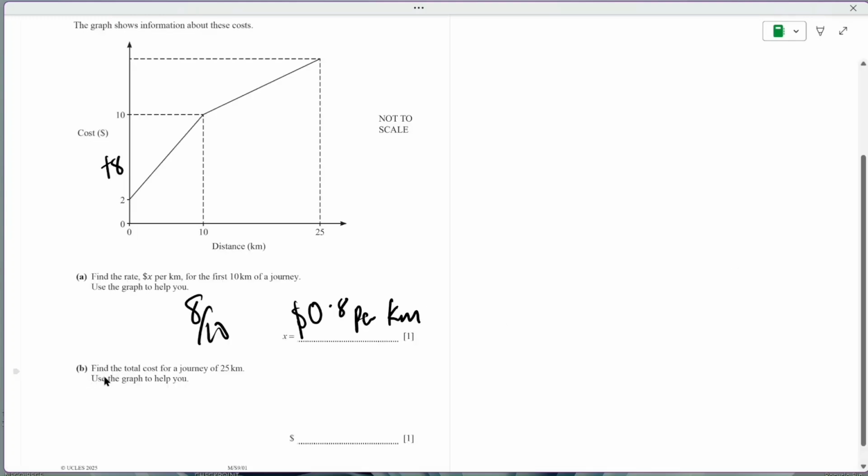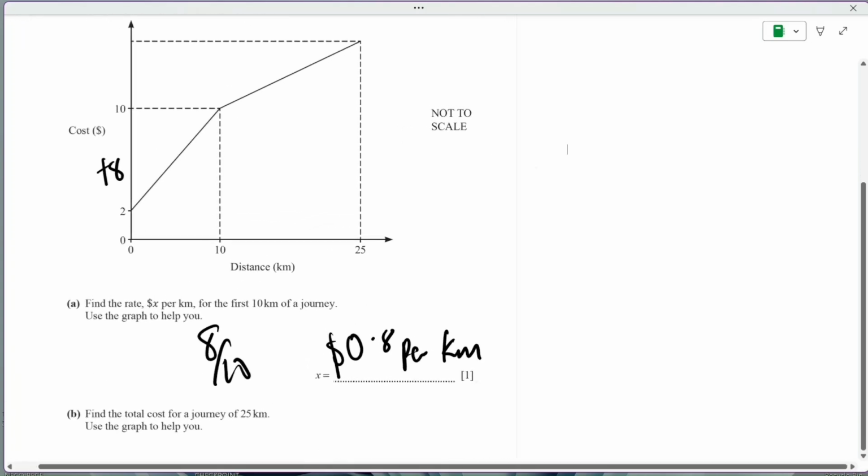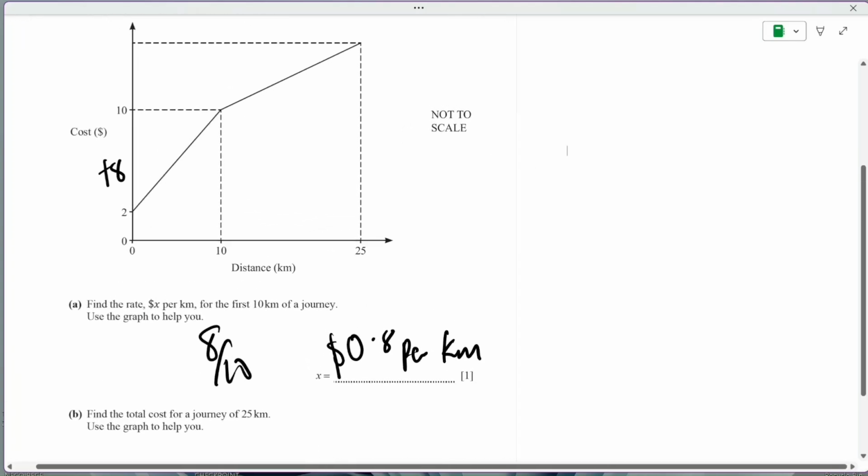Question B says, find the total cost of a journey of 25 kilometers. Use the graph to help you. So you have to find the total cost for a distance of 25 kilometers. You have to understand the technicality of this question. You have to add 15 to 10 to give you 25, or 25 minus 10 will give you 15.